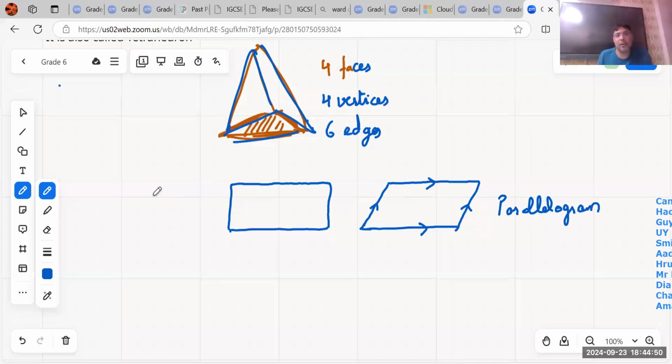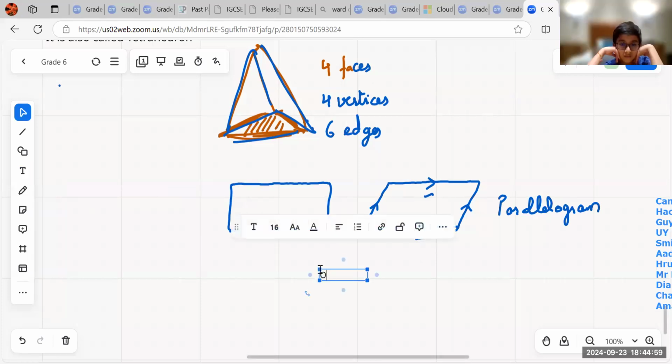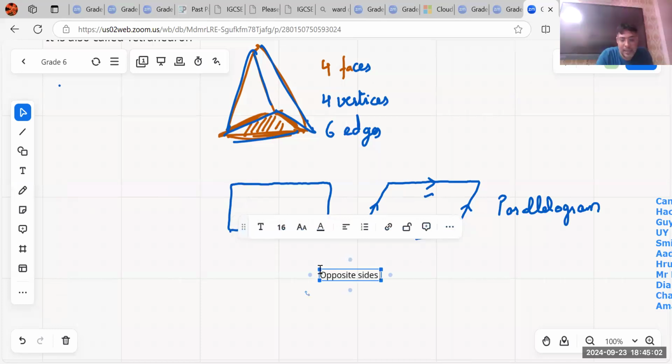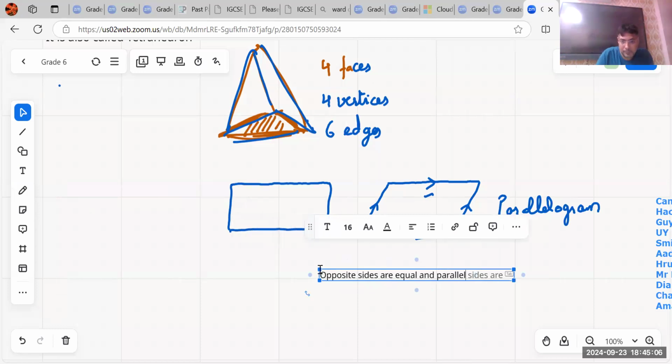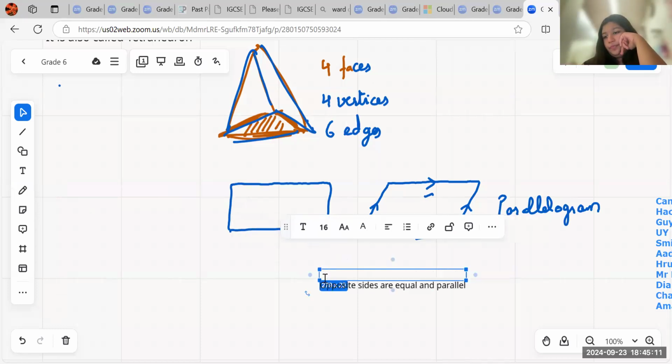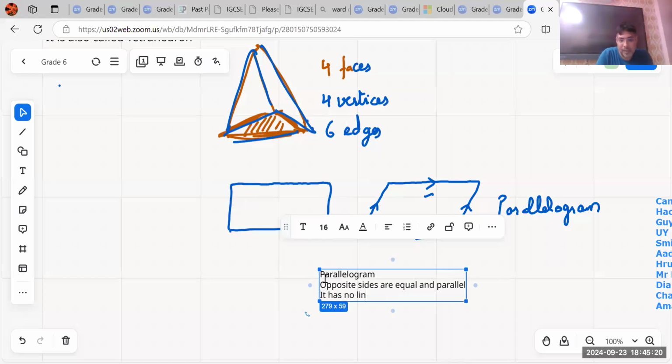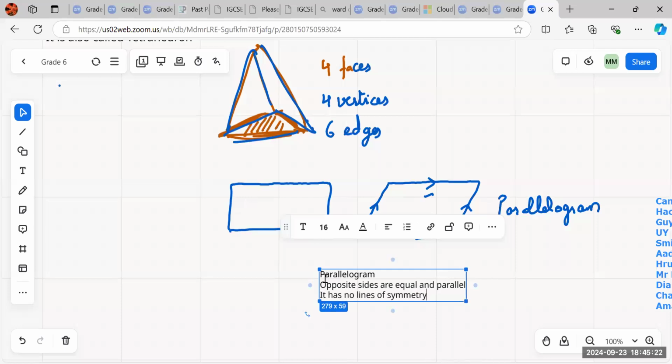What do we call it? Parallelogram. In this, this sign means the opposite sides are parallel. Understood? Please note it down. Opposite sides are equal and parallel. It has no lines of symmetry.